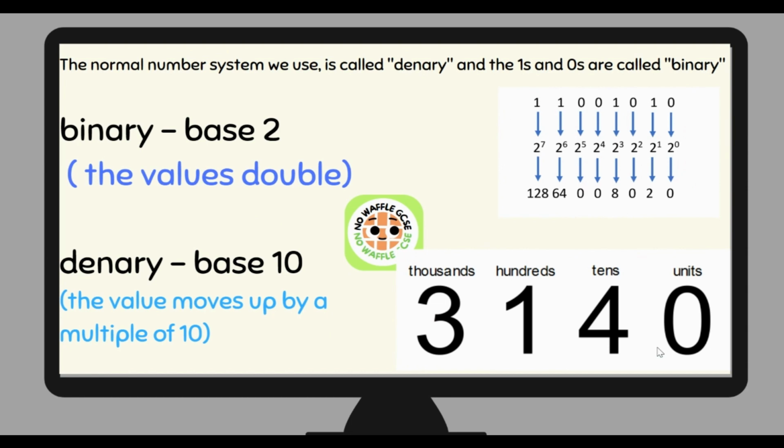Binary moves up in multiples of 2. That's why it's called base 2. It also goes from right hand side to left hand side. So it goes 1, 2, 4, 8, etc. It keeps doubling the value.